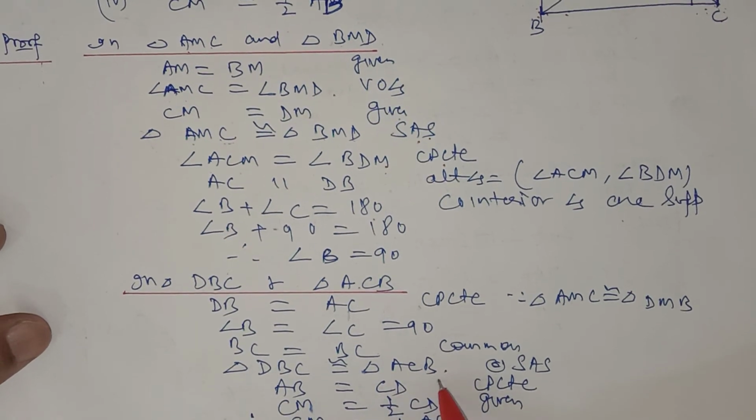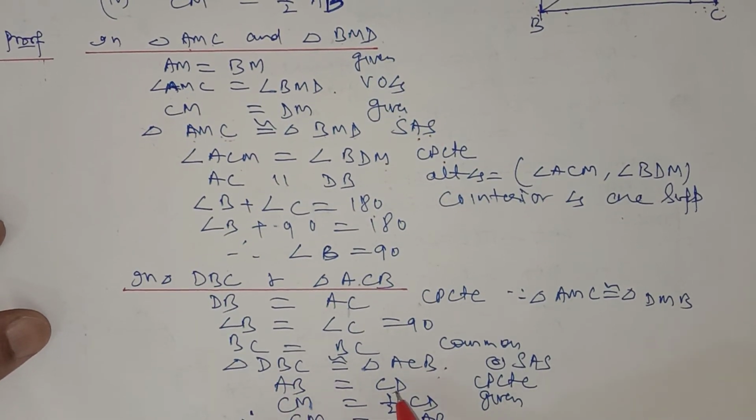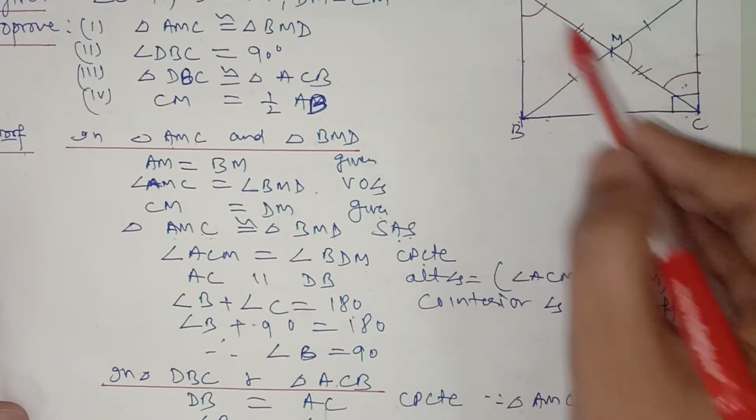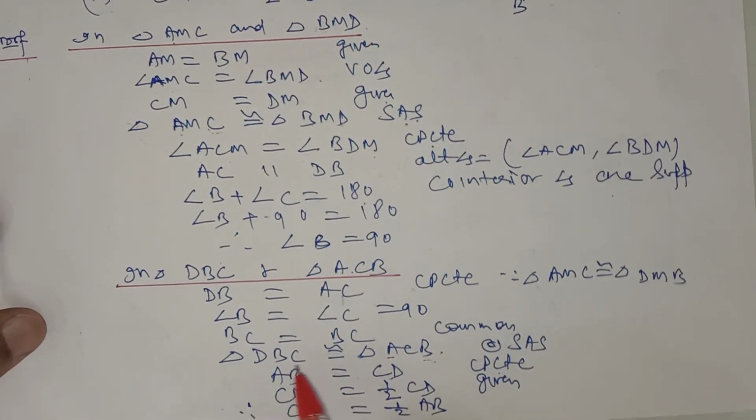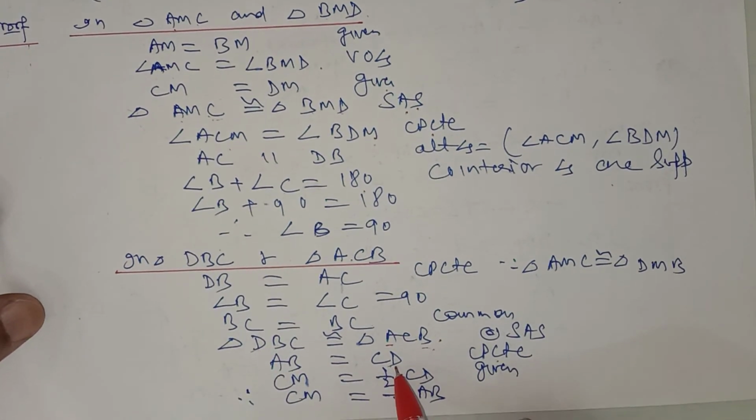So when these are congruent, therefore AB will be equal to CD. AB will be equal to DC, corresponding parts of congruent triangles are congruent.